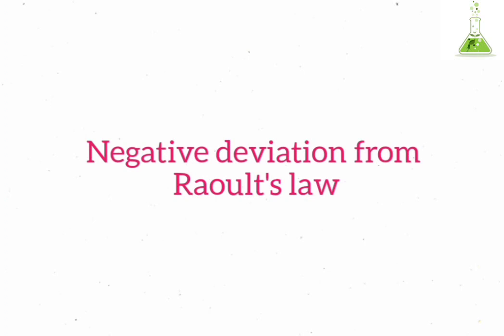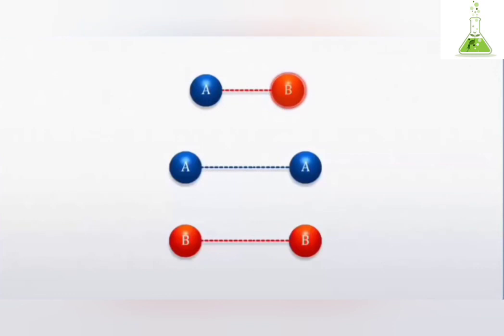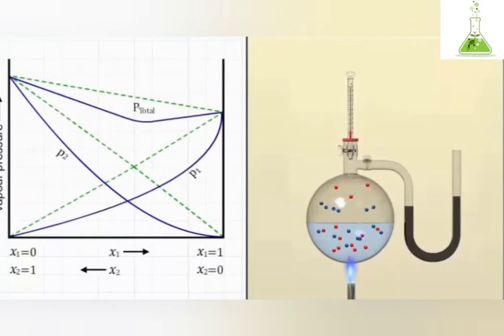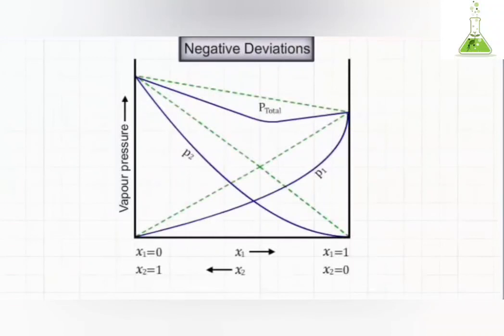We will now discuss negative deviation from Raoult's law. For such solutions, the magnitude of AB interactions will be greater than that of AA and BB interactions. The components will be held together by strong molecular interactions such as hydrogen bonding, and thereby their escaping tendency decreases, and hence they show a lower vapor pressure. This in turn results in the lowering of the total vapor pressure. This type of solution is said to exhibit negative deviation from Raoult's law.